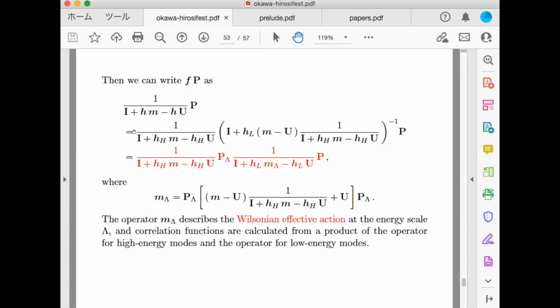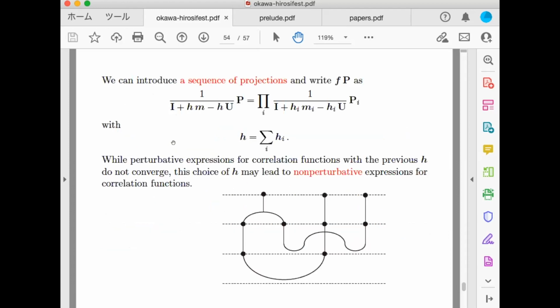We can write this operator in this product form, and this part involves only the high energy modes, HH, and this is for the low energy. And then this S-lambda can be understood as a Wilsonian interaction at the energy scale lambda. That is, a correlation function can be expressed in terms of a product of two factors, which involve only high energy modes and low energy modes. We can further consider a sequence of projections, which corresponds to integrating out successive energy scales and so on. Then we can write the operator which contains the information of the correlation functions in this product form.